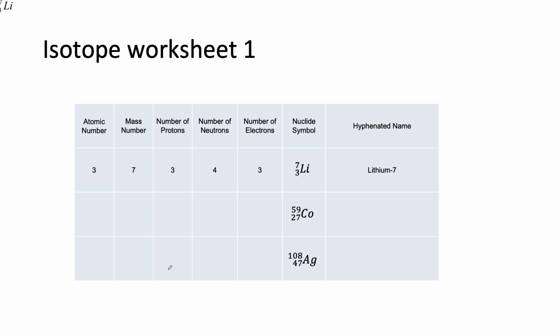Now let's look at the worksheets we're going to have. This is worksheet number 1, and we've got all these columns: the atomic number, the mass number, number of protons, number of neutrons, and number of electrons. You'll be given the nuclide symbol, and you have to give me the hyphenated name. So from here, look, upper left is 7. That is the mass number. Lower left is 3. That is the atomic number. In this worksheet, the atomic number, the number of protons, and the number of electrons are the same because all of these are neutral atoms.